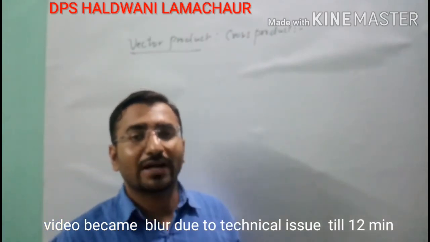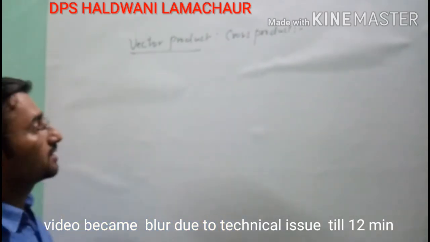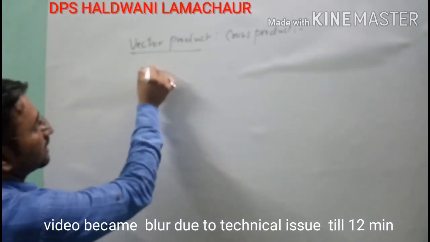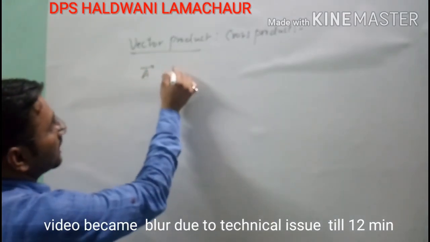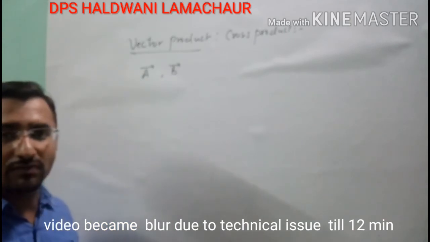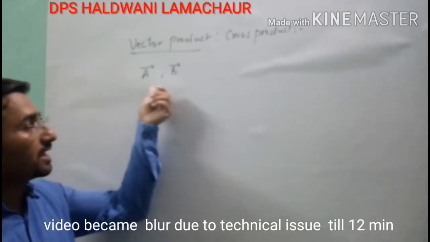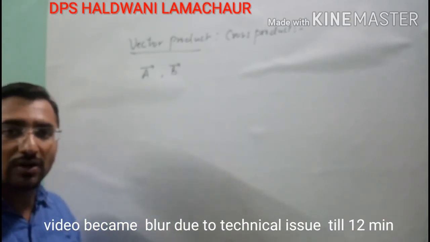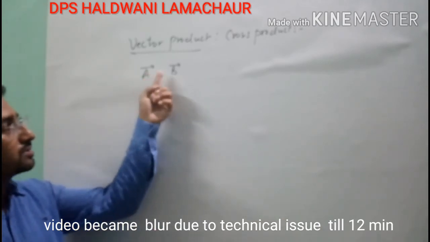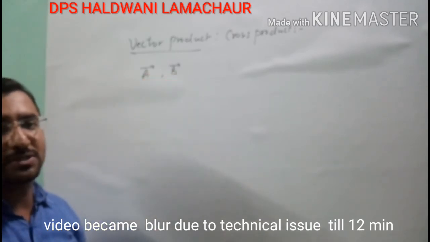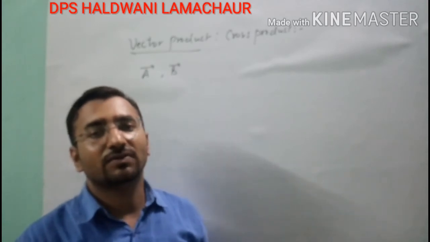As you know about vectors, we can represent a vector by putting an arrow symbol at the top of the given physical quantity. Suppose A and B are two given physical quantities. The arrow symbol at the top of them represents that these quantities are vector physical quantities.